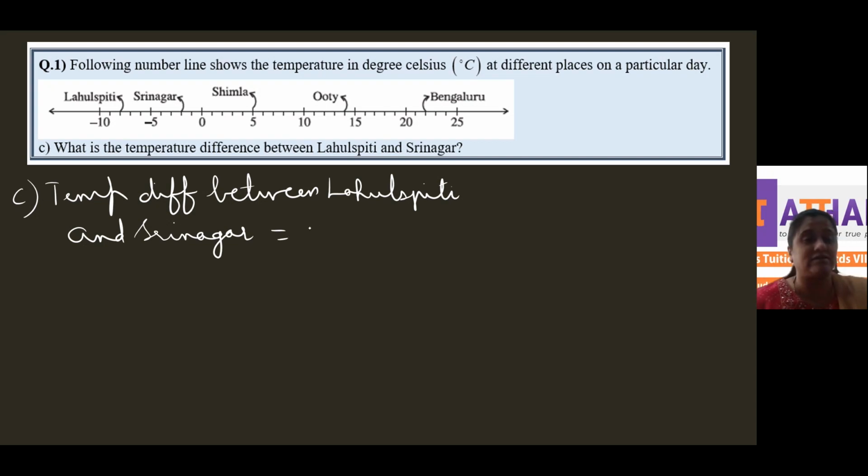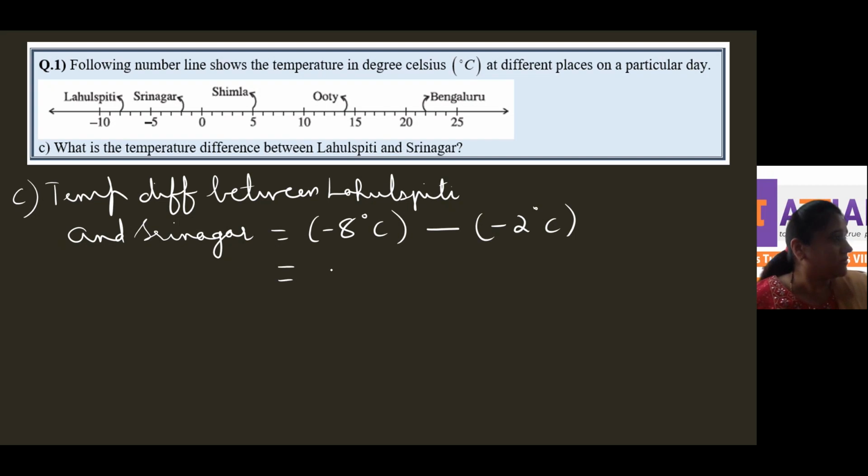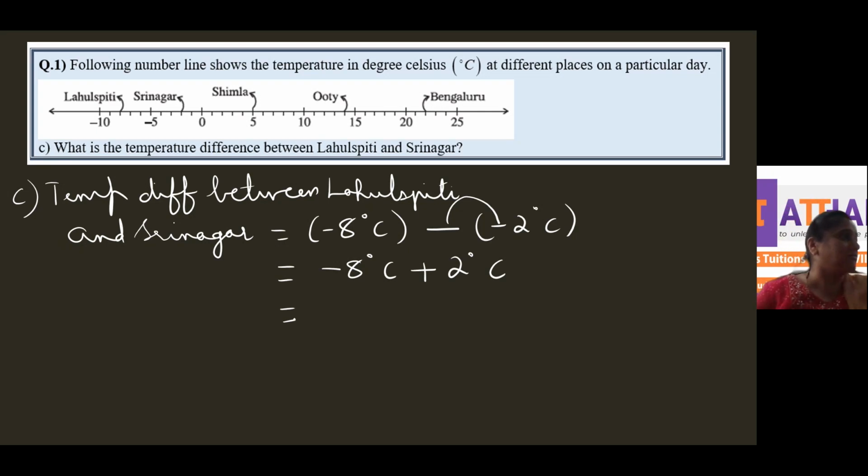Is equal to, what's the temperature at Lahul Spiti? -8 degrees Celsius. And at Srinagar? -2 degrees Celsius. Now you have to find the difference. Now, Navneet, what should I do? And then it will become what? 8 degrees Celsius, minus into minus plus 2 degrees Celsius. Correct? Anirudh, what's the final answer?